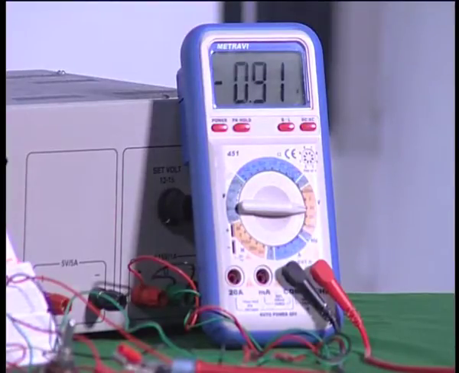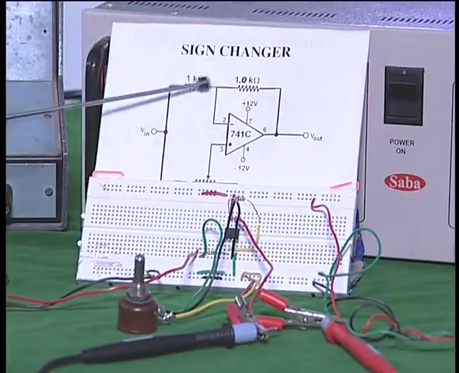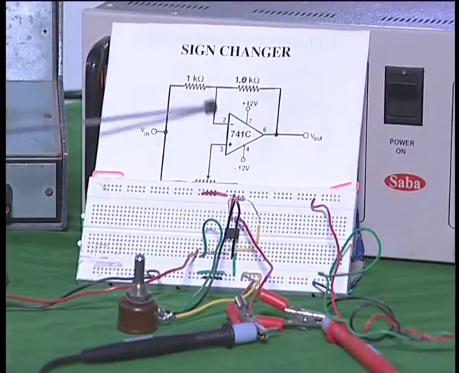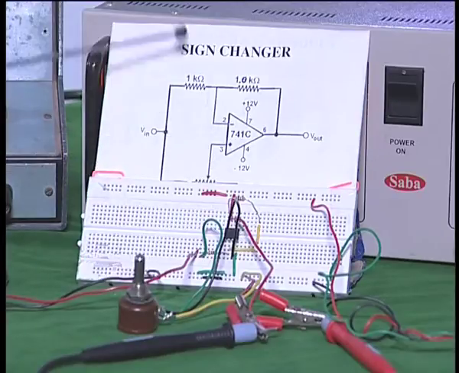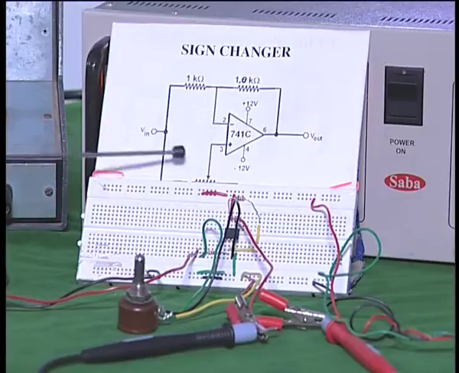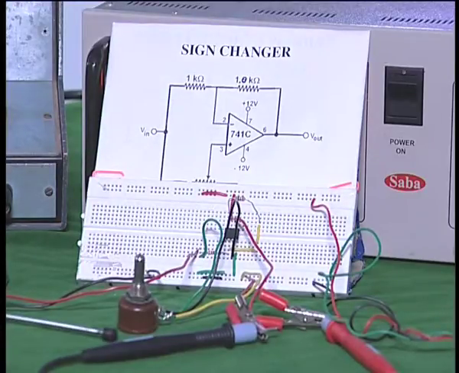So, this is what we call a sign changer. You can change the sign of the amplifier by continuously varying from minus 1 to plus 1 or plus 1 to minus 1 using the potentiometer. So, this is again a very simple and useful circuit for applications.